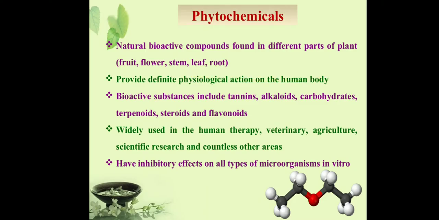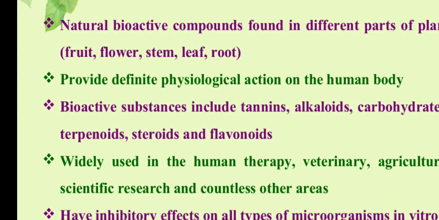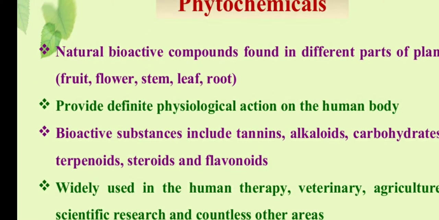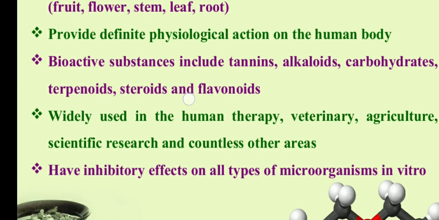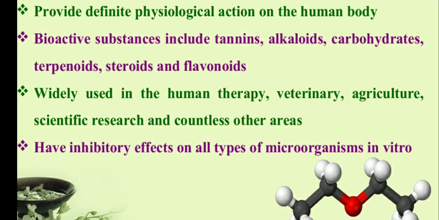First, we understand what phytochemicals are. Phytochemicals are naturally bioactive compounds found in different parts of plants like fruits, flowers, stems, leaves, and roots, that provide a definitive physiological action on the human body. Bioactive substances include tannins, alkaloids, carbohydrates, terpenoids, steroids, and flavonoids.